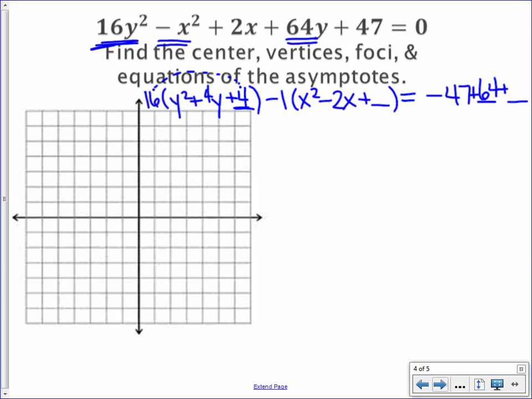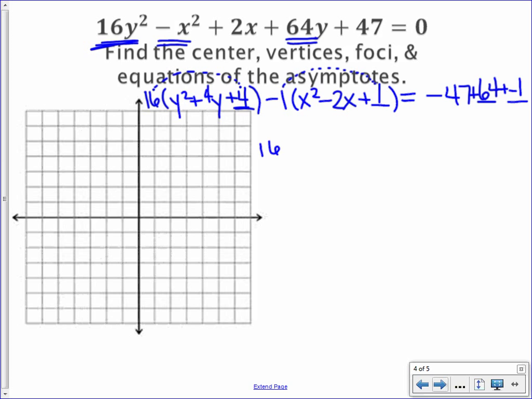In our second set of parentheses, 1 completes our square, but please be careful. We are not adding 1, we are really adding a -1. This is going to be something that's easy to overlook when you're writing an equation of a hyperbola. So please keep in mind that there is going to be that negative there.